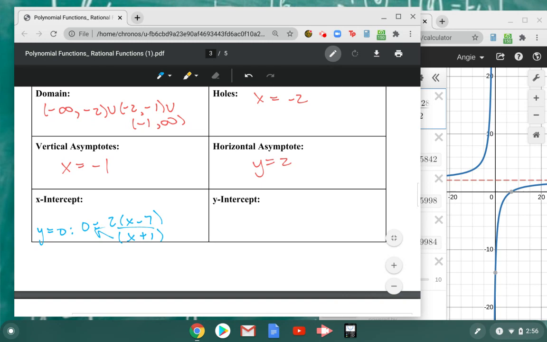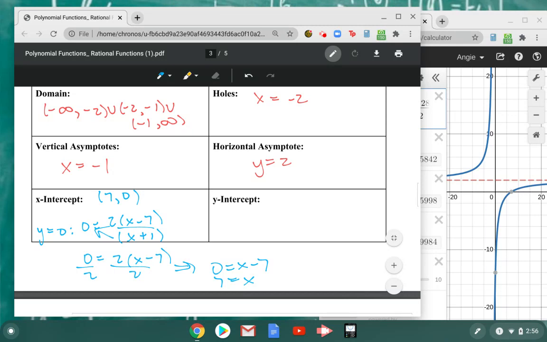If I cross multiply, I lose the x plus 1. 0 equals 2 times x minus 7. Divide by 2. I'm doing a whole bunch of work here. And I get 0 equals x minus 7, 7 equals x, which we already knew, right? So again, you don't need to do all this work. x equals 7, which is the point 7 comma 0. Y-intercept, we already had that one as well. I think it was -14.